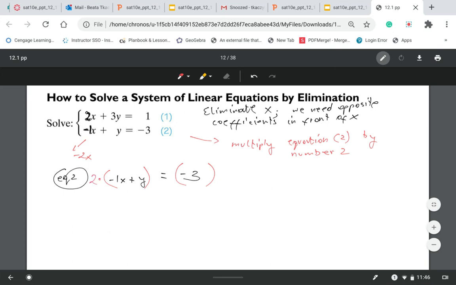So we're building an equivalent equation. I'm not changing anything, because as long as you do the operation on the left side of the equation and on the right side, we still have that equal sign. So we multiply equation 2 by 2. That will give us negative 2x plus 2y equals negative 6. So this is my new equation 2, which is equivalent to the original one.